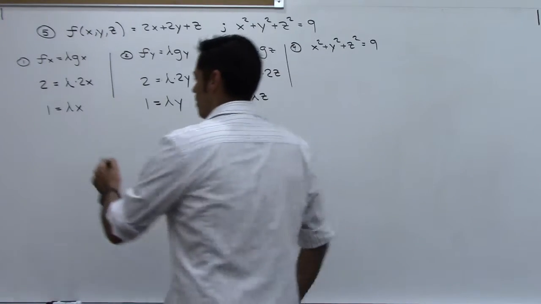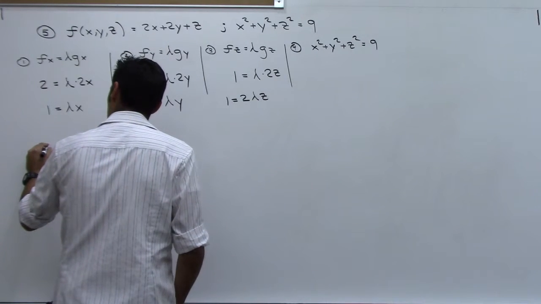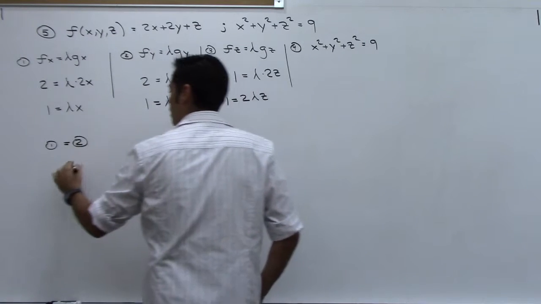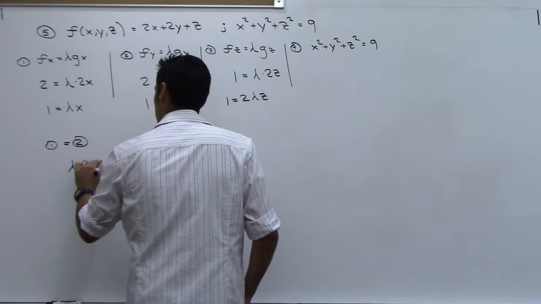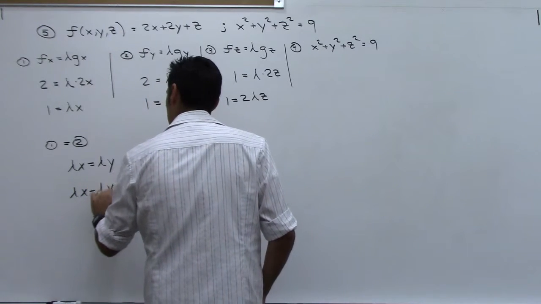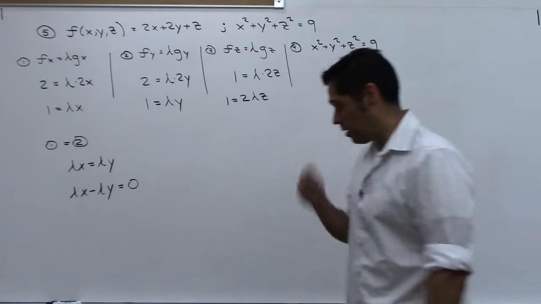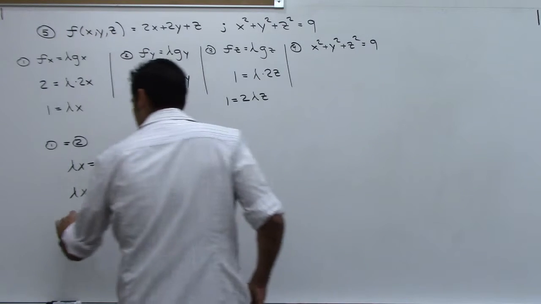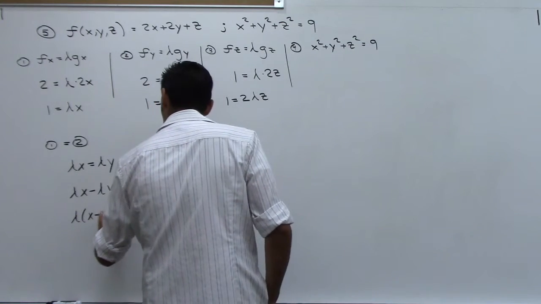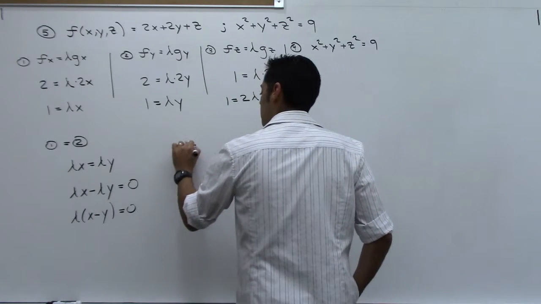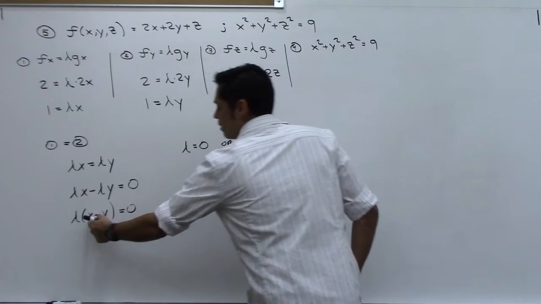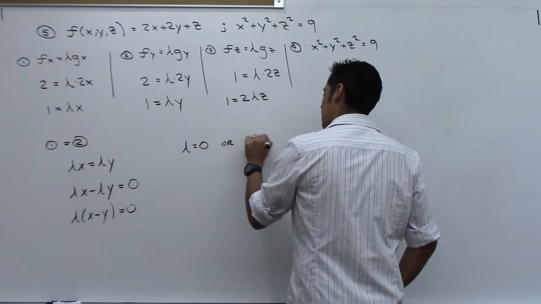So let me start with the first two. If I start by setting equation 1 equal to equation 2, because they're both equal to 1, I get lambda x equals lambda y, which means lambda x minus lambda y equals 0. If I subtract, factoring out a lambda, I get lambda times x minus y equals 0, which means lambda equals 0, or x minus y equals 0, which would mean x equals y.